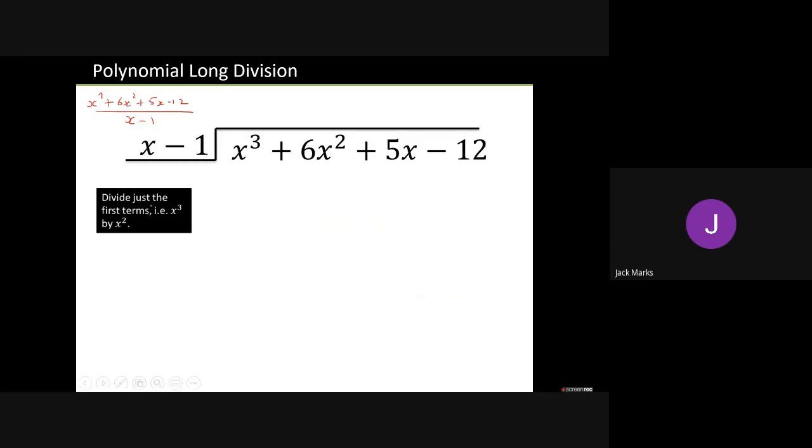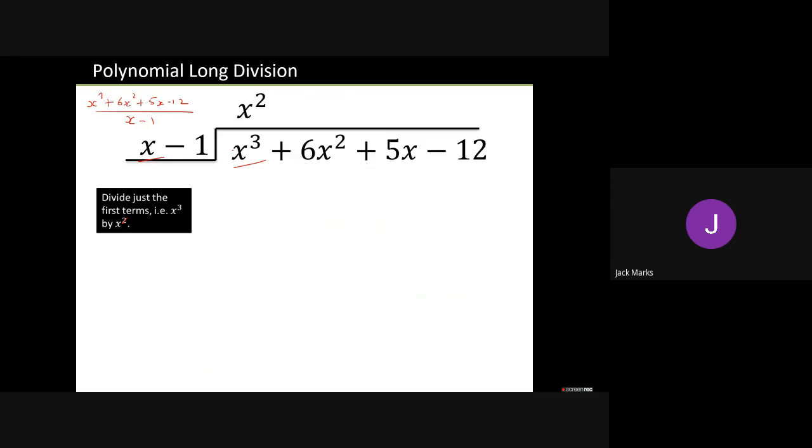So what are we going to do? Well, again, if you know your long division from numbers, this will be easier. If not, don't worry, just go slowly and feel free to pause the video. What we do is we start off with our biggest powers, and divide just the first term. I believe that's meant to say x. I don't know why that says x squared.